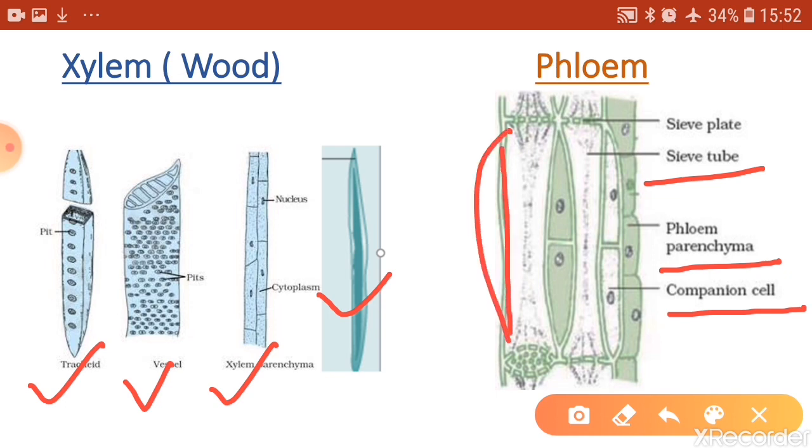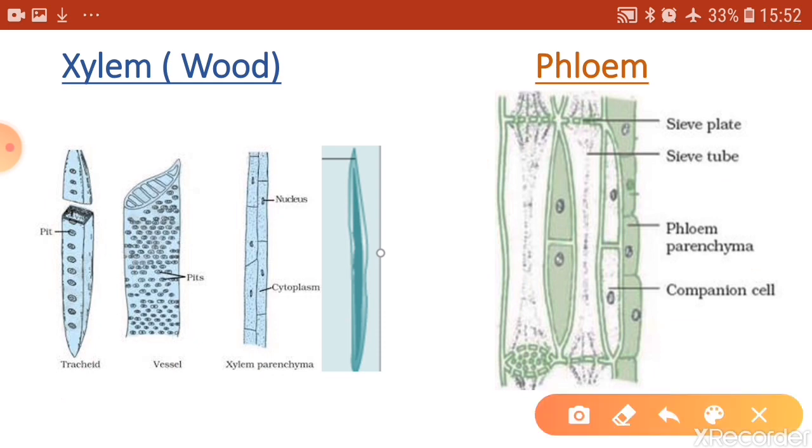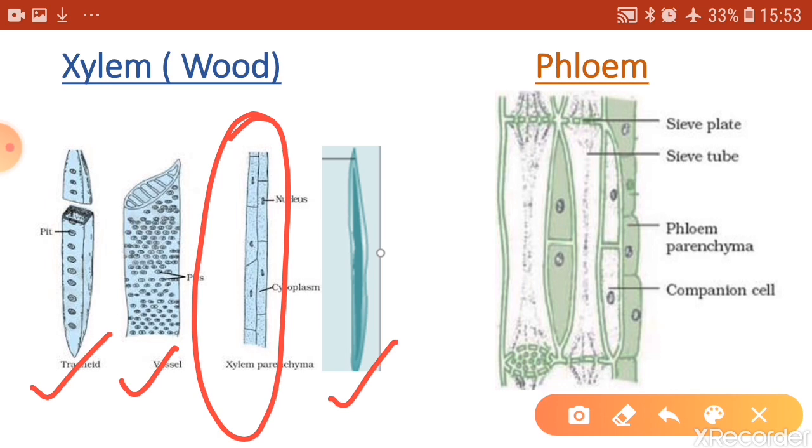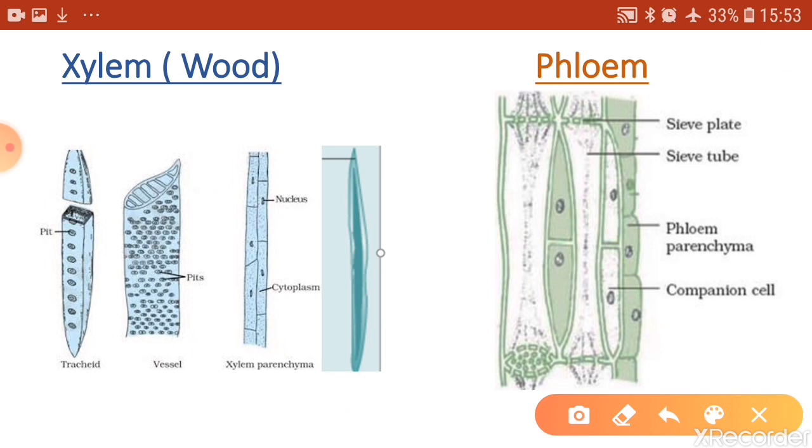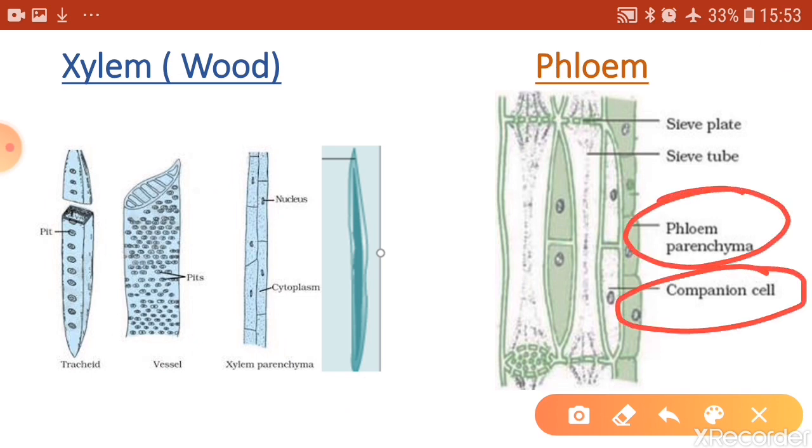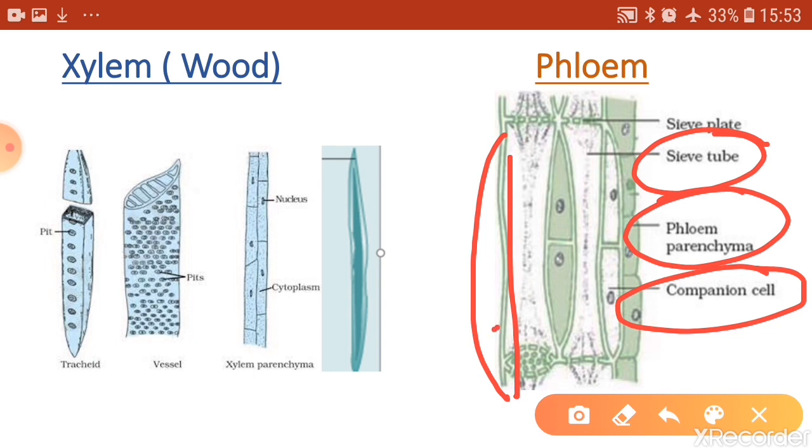The second difference is that in xylem, three elements, that is tracheids, vessels and xylem fibers, are dead, and the only living element in xylem is xylem parenchyma. In phloem, the companion cells, phloem parenchyma and sieve tubes are the living elements, made up of living cells, and the only dead element in phloem is the phloem fiber. It is dead.